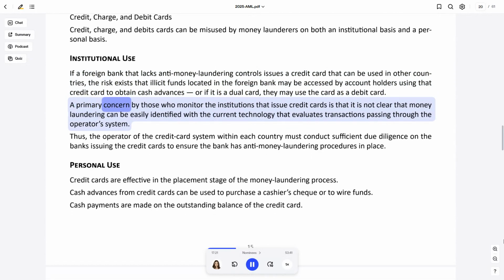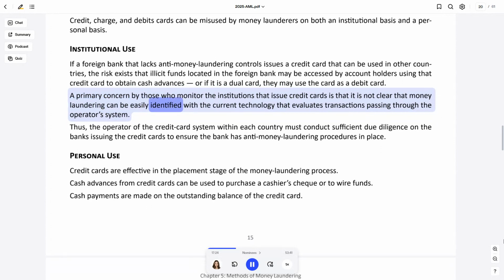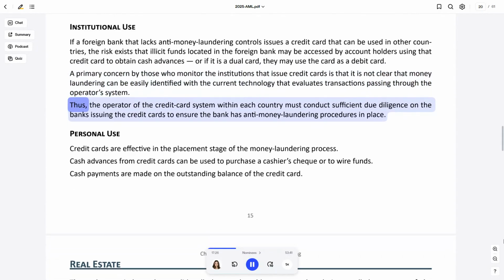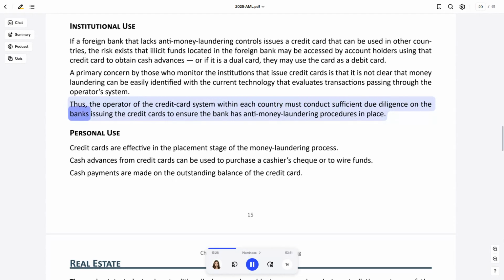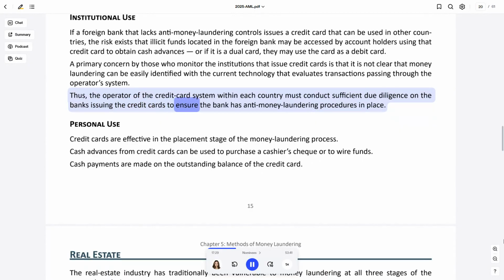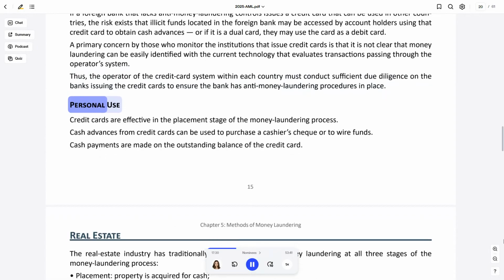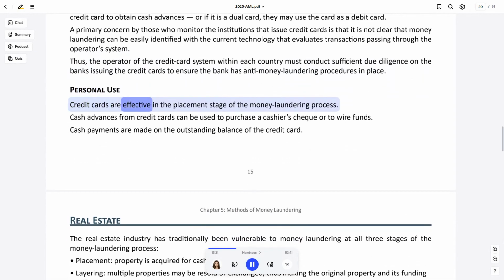A primary concern by those who monitor the institutions that issue credit cards is that it is not clear that money laundering can be easily identified with the current technology that evaluates transactions passing through the operator's system. Thus, the operator of the credit card system within each country must conduct sufficient due diligence on the banks issuing the credit cards to ensure the bank has anti-money laundering procedures in place. Personal use. Credit cards are effective in the placement stage of the money laundering process.